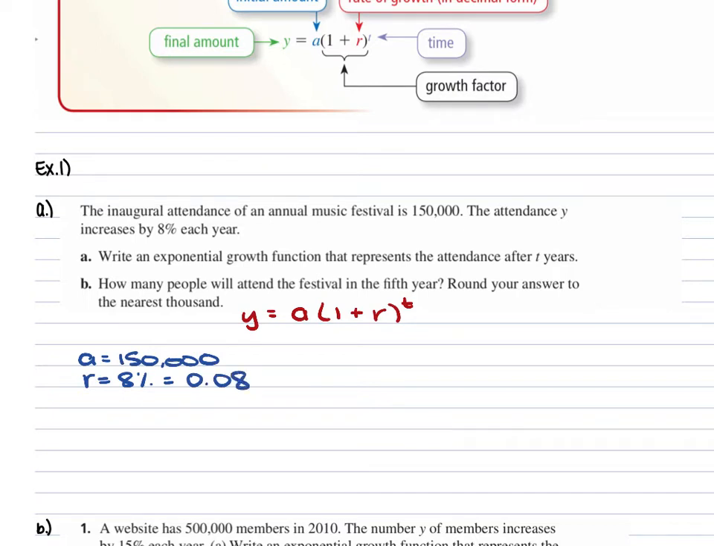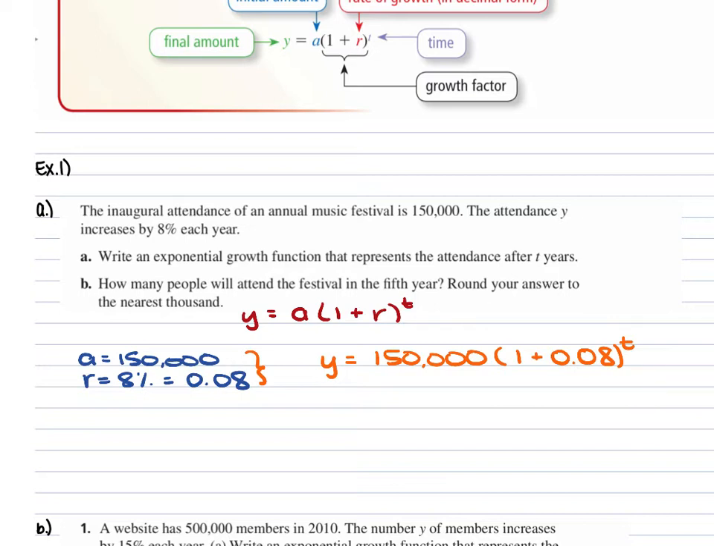From here, we're representing it with the amount of t years. So t is going to stay t for right now. So if we plug these values in, this is going to give us y is equal to 150,000 times 1 plus 0.08 to the power of t. B asks us how many people will attend the festival in the 5th year. Round your answer to the nearest 1,000.